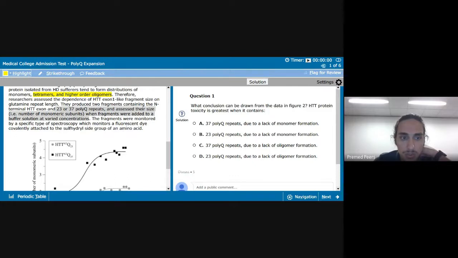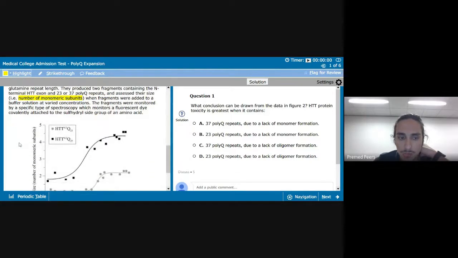Okay, this is additional details. So what's happening is they made two proteins. One has 23 glutamine, one has 37 glutamine, right? And they're looking at the number of monomeric subunits. Okay. All right. Let me ask you this question.